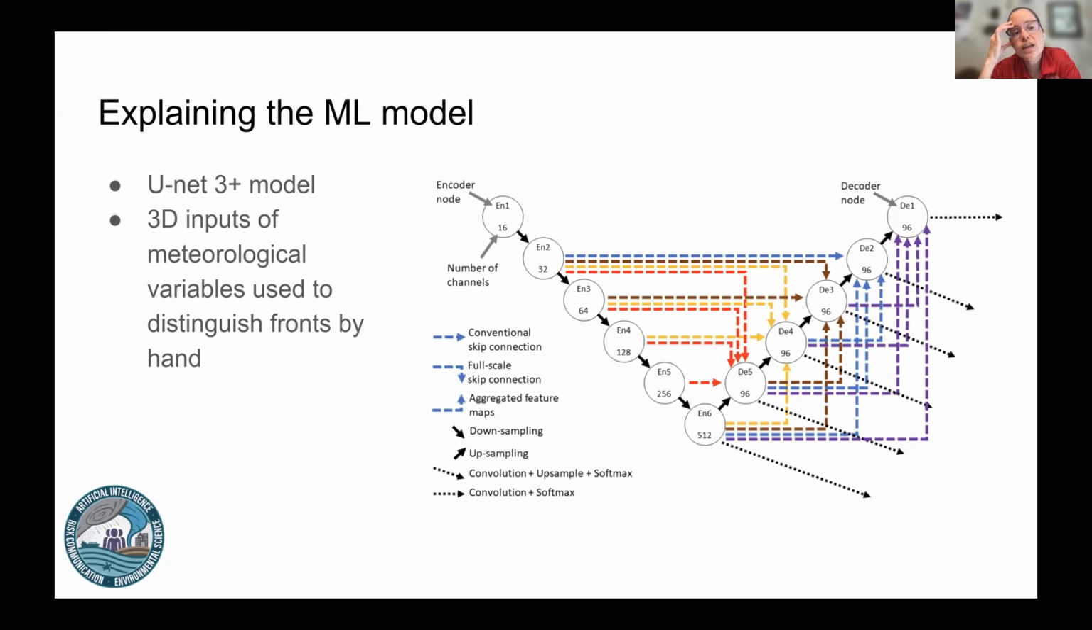And so we're taking in 3D inputs of a whole bunch of meteorological variables. These are the ones that the forecasters have told us are important for them in distinguishing the fronts by hand. We give them into our UNet. The UNet, if you haven't seen them too much, is an image-to-image translator. So we get in all the meteorological variables and we have it output the probabilities of the fronts.